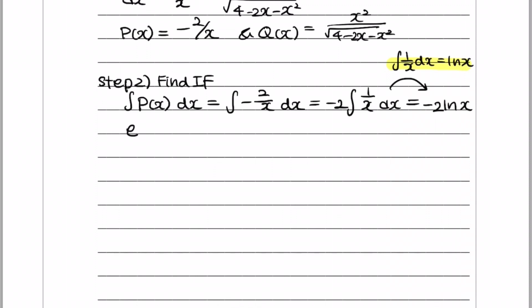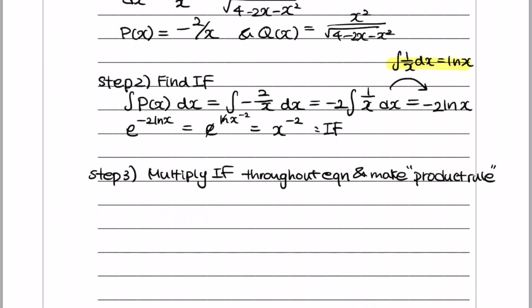And then this is not the end of IF. IF is the exponential of the formula we just found, which is minus 2 ln x. And this can be written as e to the power of ln x to the power of minus 2. And e and ln cancel out each other, and this gives you x to the power of minus 2. And this is your IF.